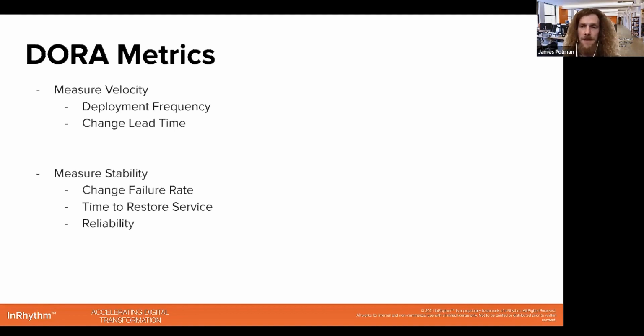Change lead time, how long does it take for a committed code change to make it into production? Change failure rate, time to restore service, reliability. These are things we'll dive into here in just a second.